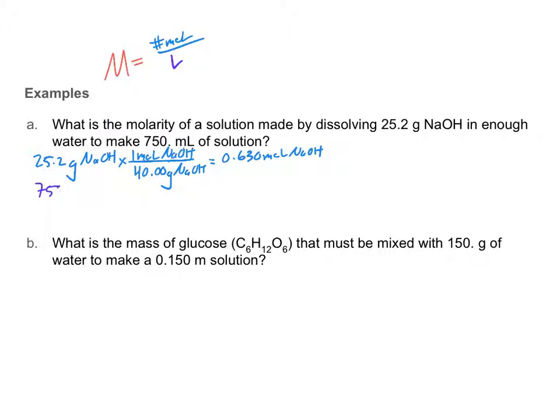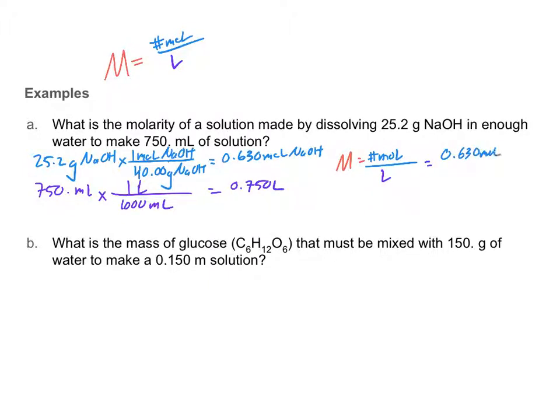The other thing I have to do is change my volume. So I have 750 milliliters, and I'm going to change that to liters. 1 liter is equal to 1,000 milliliters, and that will be equal to 0.750 liters of solution. So when I go to solve for molarity, molarity is equal to number of moles per liter.